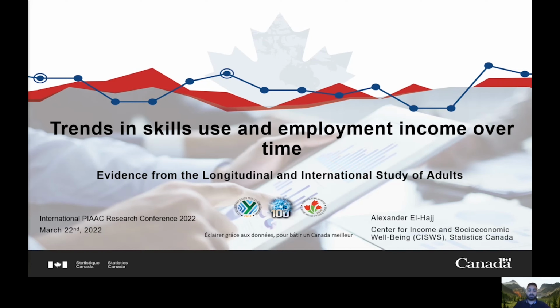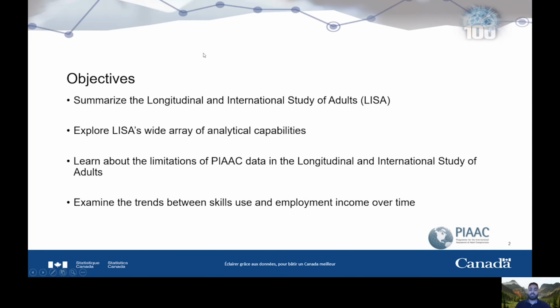Let's get started. In this presentation, you will gain a basic understanding of LISA, where we will cover the population and sample design. We will highlight the vast analytical capabilities of LISA and how the linkages to various administrative databases enhance the ability to research and detail various policies. We'll go over some limitations of LISA as well as the PIAAC data. And finally, we'll explore the trends between skills use and employment income over a 4-wave period.